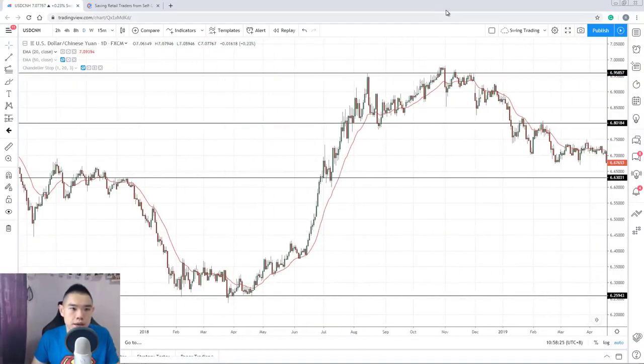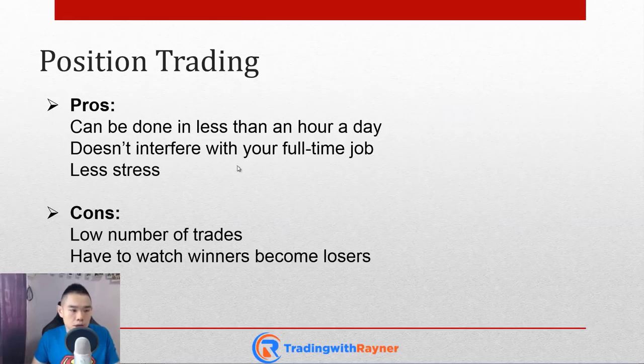Talking about the pros and cons, it can be done in less than an hour a day. The reason is you're trading off the higher time frame, like the daily or even the weekly. You don't need much time. It probably doesn't even interfere with your full-time job, and there's really not much stress. It's either there's a trade, there's no trade, or you're just riding the trend.